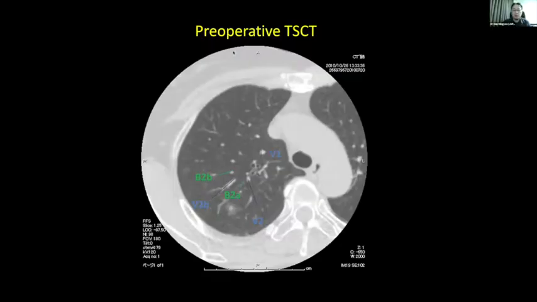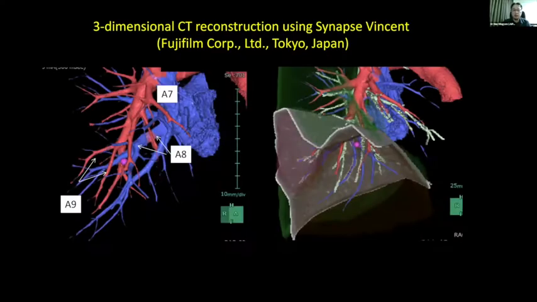And this is a preoperative thin-section CT. Before surgery, we confirm each structure like this slide: this is B2b, B2a, and V2b, and so on. And we make a virtual intersegmental plane in my head, and we need to judge the surgical margin using this. But recently, we can use a 3D reconstruction.